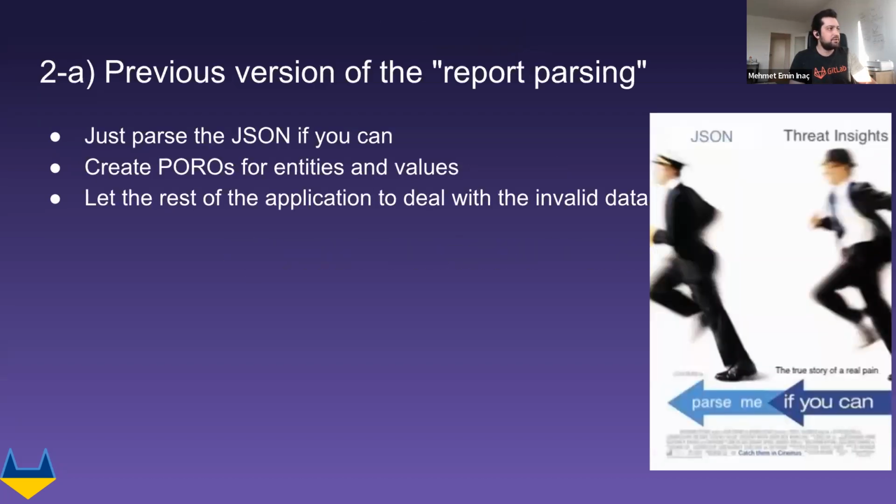So the previous version of the report parsing was basically just parse the JSON if you can. We didn't have any validation in terms of schema validation. We were just trying to parse the JSON and create the plain old Ruby objects and let the rest of the application handle any problem with the data.